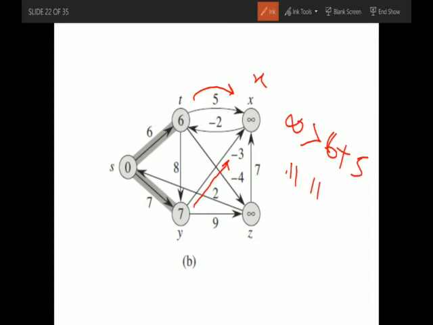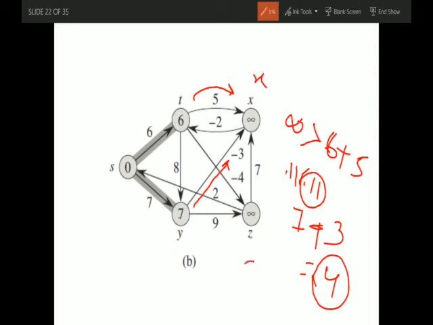We have checked from t also. Now let's check from y also. So from y, 7 minus 3, that means 4. So basically the shorter edge estimate is better. So from 11 we can update it to 4, and the predecessor will be y of x.